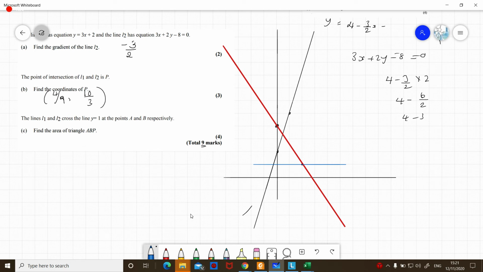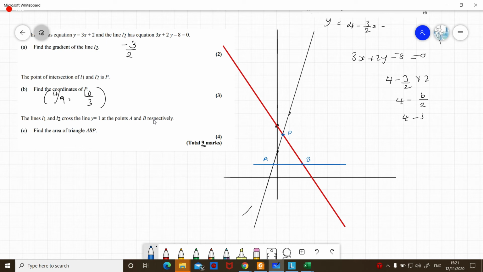We see what the question wants. It says line L1 and L2 cross the line y equals 1 at points A and B. So that means this point is A and this point is B. This point we know is the intersection, which the question calls P. So now we have to find the points A and B, and also find the height of the triangle and base of the triangle, and then we're done.